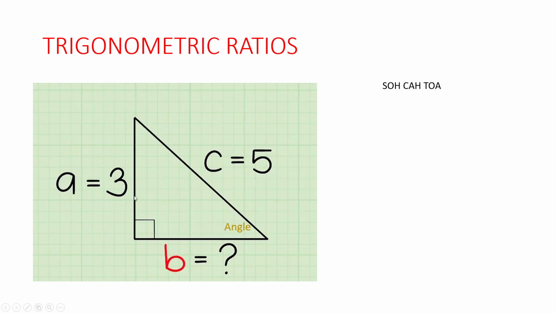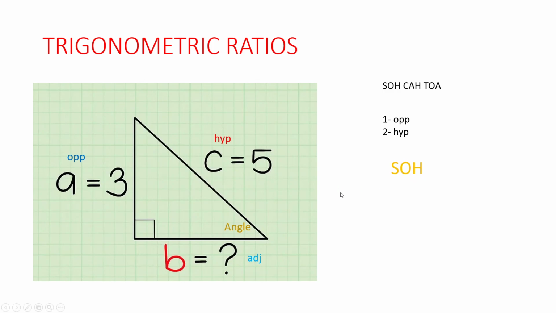Now we're going to point out the names of the sides: opposite, hypotenuse, and adjacent. Okay, so let's state down what two values we have. We have the opposite and we have the hypotenuse. Now let's write down which part of the sentence we're going to use.